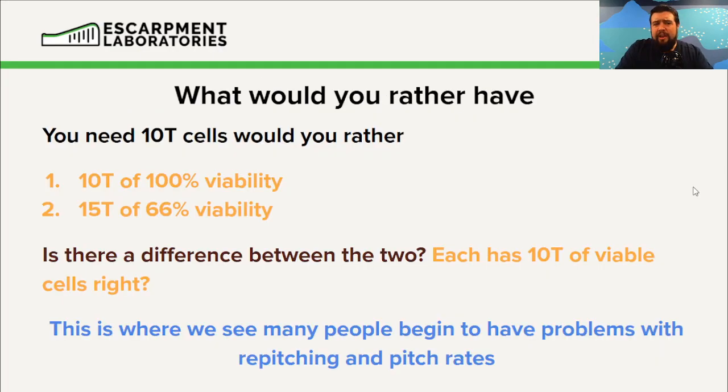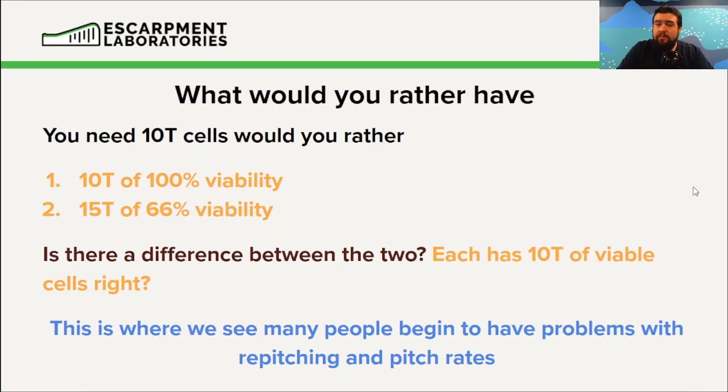So we'll start off with a little example, or a little thought question. You need 10 trillion cells. Would you rather have 10 trillion cells that are 100% viable, or 15 trillion cells that are 66% viable? Now, the difference between these two, is there one? We both have 10 trillion viable cells. And this is where we see a handful of our clients get into.